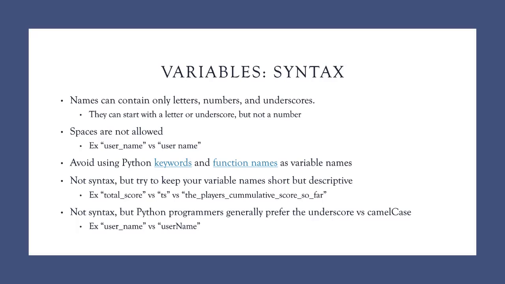And then again, not a syntax thing, but Python programmers generally prefer the underscore or snake case versus camel case. So for example, user_name, that is your snake case, versus userName with a capital N, right? That is your camel case. So in camel case, the first letter is lowercase, and then every word of the variable has an uppercase letter. So Python programmers generally prefer the snake case, whereas languages like Java and C# are going to prefer that camel case.